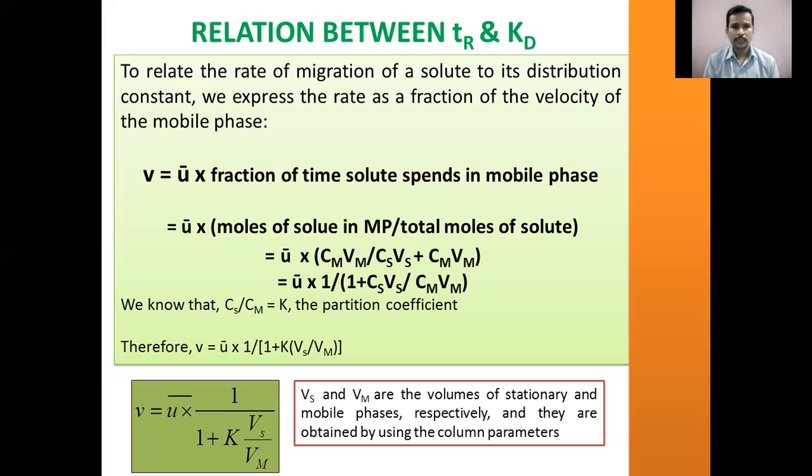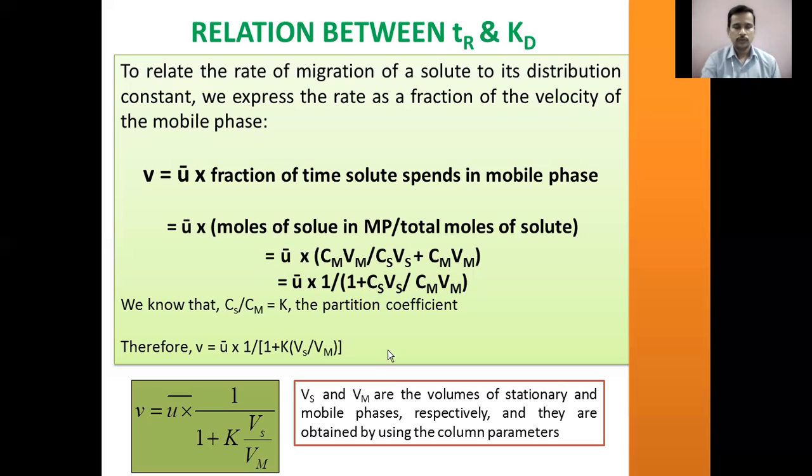Now, to relate the rate of migration of a solute with its distribution constant, we have to express the rate as a fraction of the velocity of the mobile phase, because the mobile phase will be moving through the chromatographic column at a certain speed or at a certain flow rate. In any chromatographic separation, the flow rate of the mobile phase is very important to be adjusted at an optimum level. Whenever the mobile phase is moving through the chromatographic column, it will not only move but also take the solute molecules along with it, of course, at different time intervals.